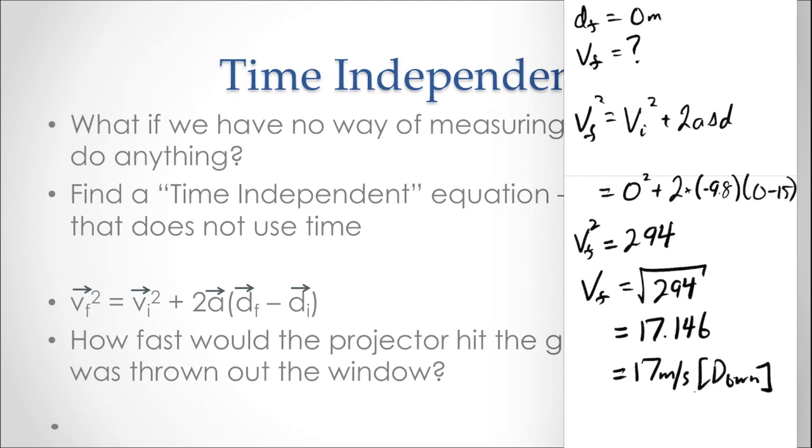Here, be careful with your direction. You cannot trust the sign of this answer because the square root of 294 is actually plus or minus 17.146. To determine whether it is positive or negative, you must analyze this question.